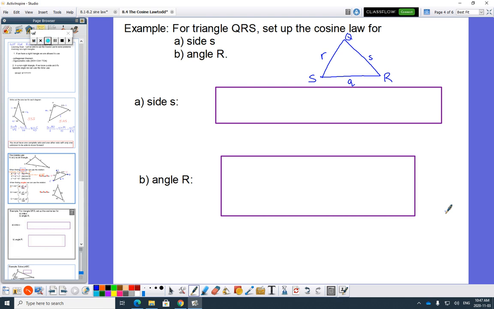So the general form, or the form that you're probably going to be given, is this. So you have to be able to manipulate it to whatever you want. So it says to find or write the cosine law for side s. So we're going to put s squared because that's the side we want, little s.